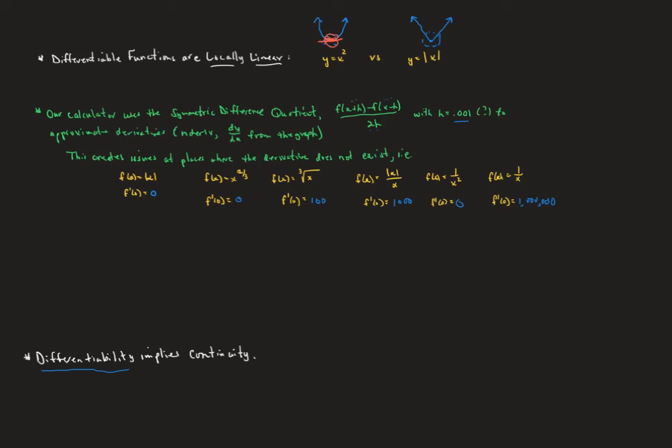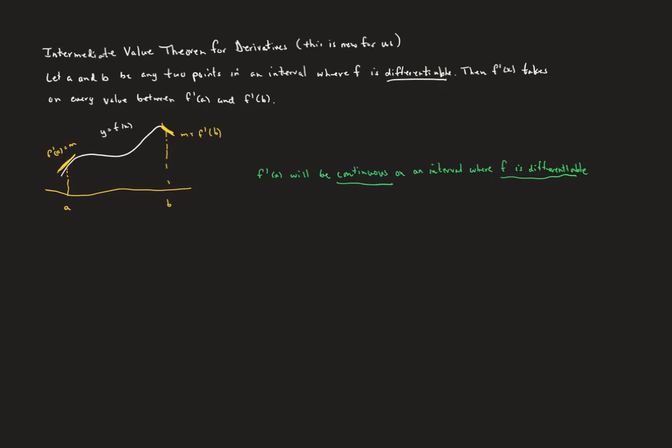So I'm going to go to a new screen here, and I'm going to talk just a bit about the intermediate value theorem for derivatives, but I'm going to write it down. I'm going to pause it here and write it down. So the intermediate value theorem for derivatives goes something like this. Let a and b be any 2 points on an interval where f is differentiable. Then f prime of x takes on every value between f prime of a and f prime of b.